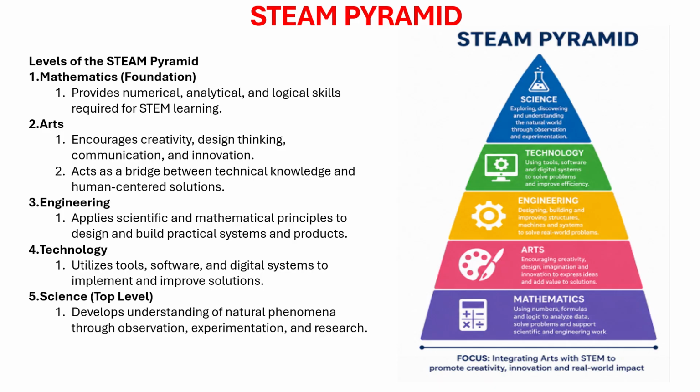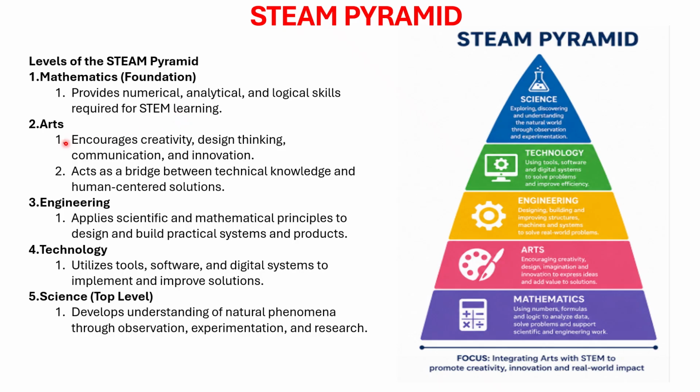Now we'll see the STEAM pyramid. The STEAM pyramid is also an educational framework that integrates science, technology, engineering, arts, and mathematics to promote both technical knowledge and creativity. So it shows how these disciplines work together to develop innovation, problem solving skills, and real world solutions. If you look at the levels of the STEAM pyramid, as in the STEM pyramid, mathematics is the foundation layer, which provides the numerical analysis and logical skills required for STEM learning.